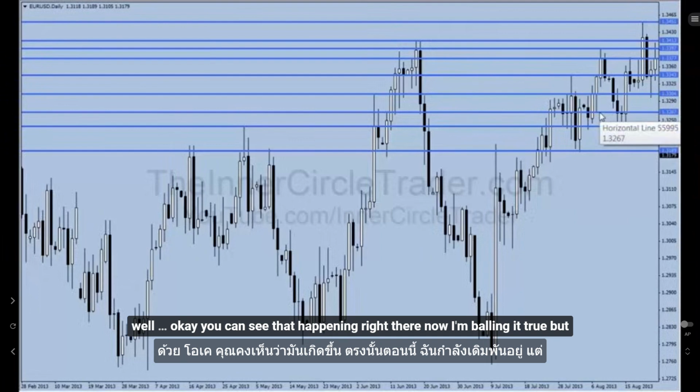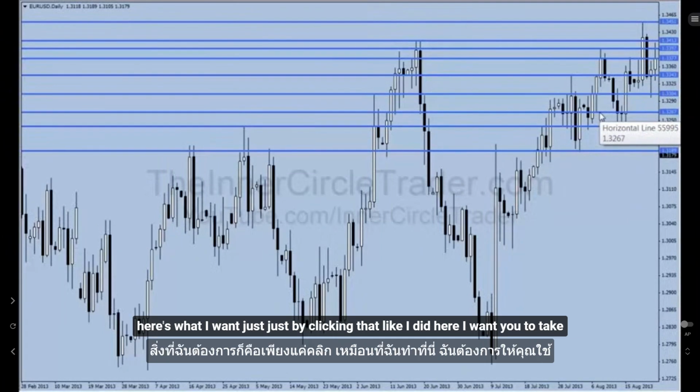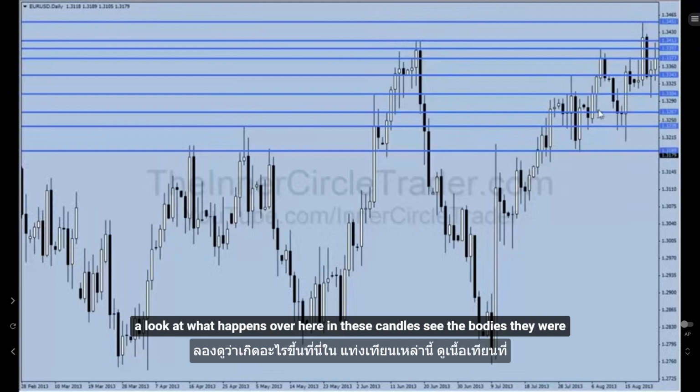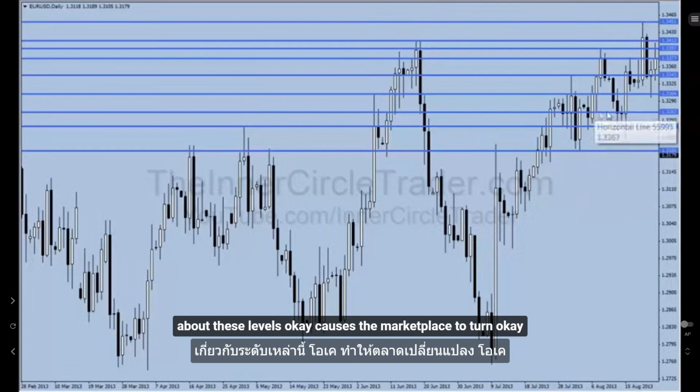Now I'm eyeballing it, true, but we can go down and doctor it up when we get down to the lower time frames. But here's what I want, just by clicking that like I did here, I want you to take a look at what happened over here in these candles. See the bodies, they were having difficulty closing and opening far beyond that level. Something about these levels causes the marketplace to turn.